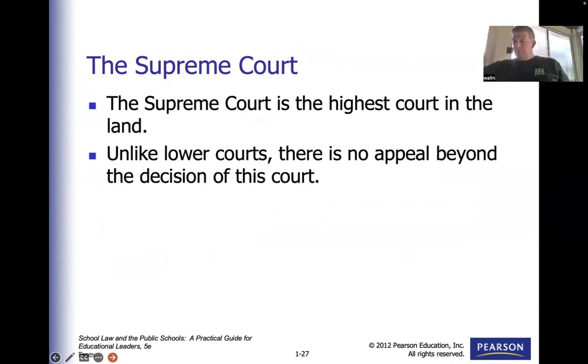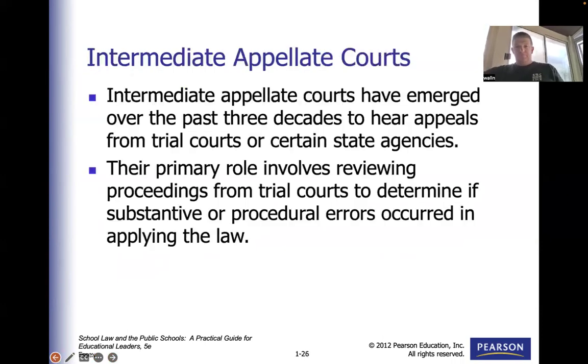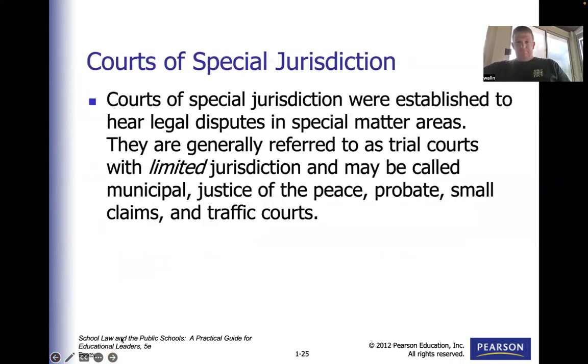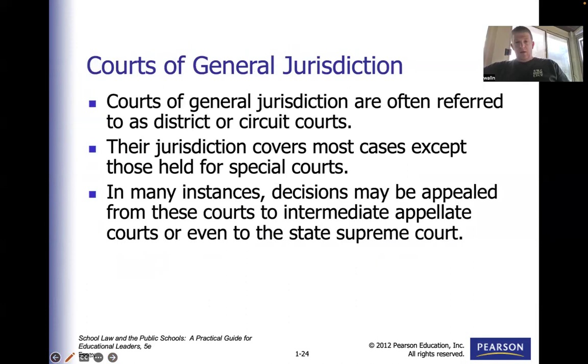We've got to go back some to courts of general jurisdiction. The courts of general jurisdiction are also known as district or circuit courts. Their jurisdiction covers most cases except those held for special courts. Decisions of these courts may be appealed to intermediate courts or even to the state Supreme Court, which includes civil, criminal, traffic, and juvenile issues.